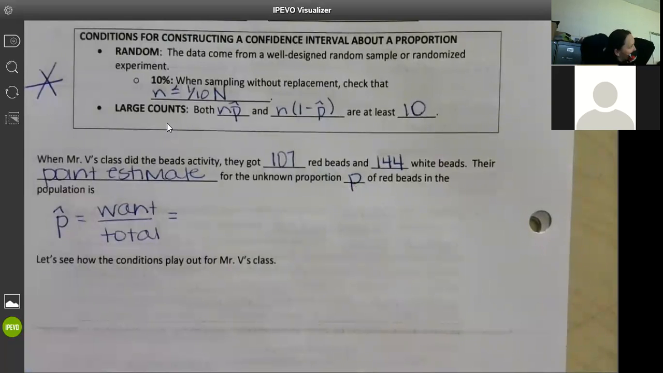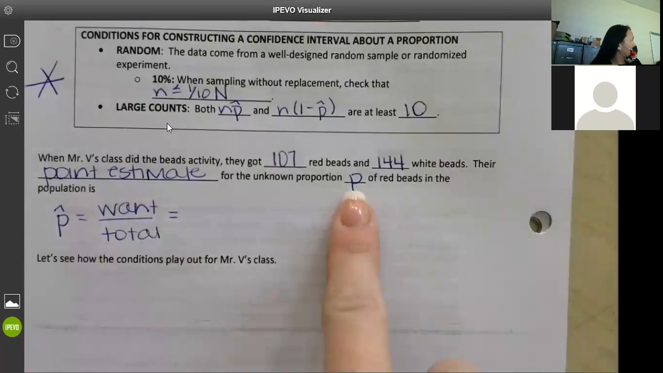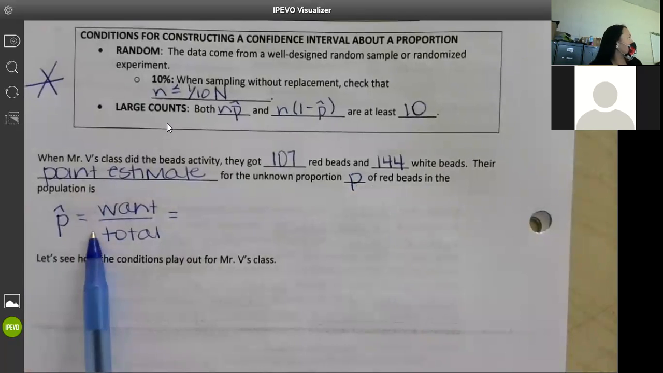Remember, our interval, when we write it out, contains the true proportion in the context of the problem. So we use P hat to find that interval, which should contain this P. We're using the interval to find this. That's all it's saying. We don't know our population proportion, so we're going to use our sample proportion to figure it out. That's all we're doing.